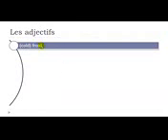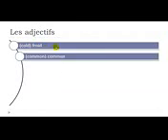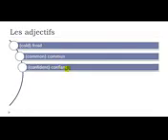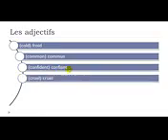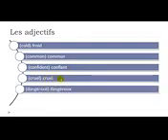Froid. Final D not pronounced. Froid. Commun. Okay? U-N-1. Commun. Confiant. Final T not pronounced. So I-A-N, yan, fiant, confiant. Cruel. Okay, remember, cruel. Dangereux. Final X not pronounced. And then don't really pronounce this E here. Okay, so you get dangereux.